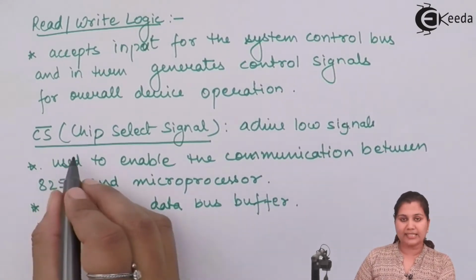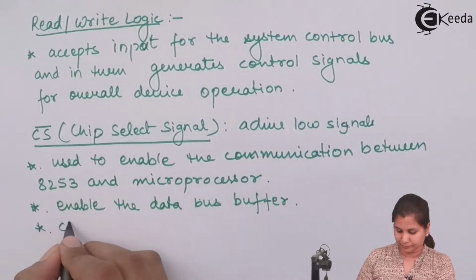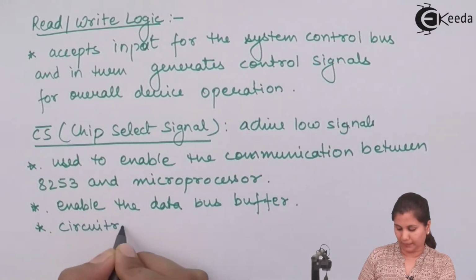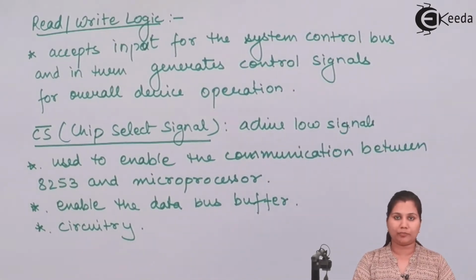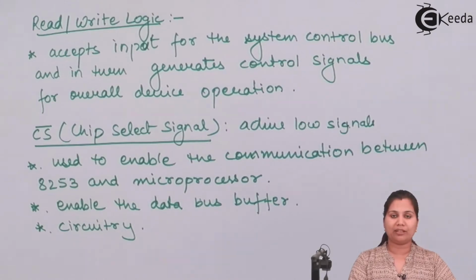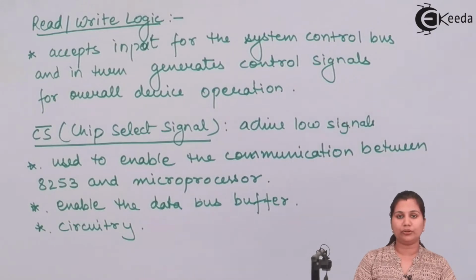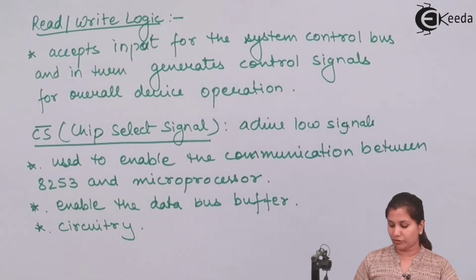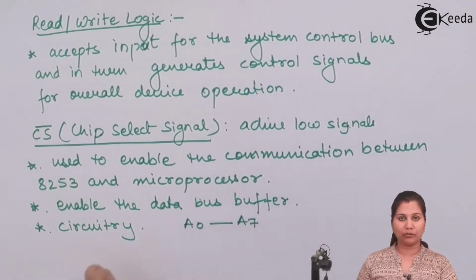Now this chip select signal is decided by some circuitry. Because the 8253 is connected as a peripheral device to the microprocessor, the peripheral device will have an 8-bit address. For this 8-bit address, they are going to use the 8 address lines of the microprocessor, A0 to A7. These are the address lines which will be used for addressing the 8253 chip.